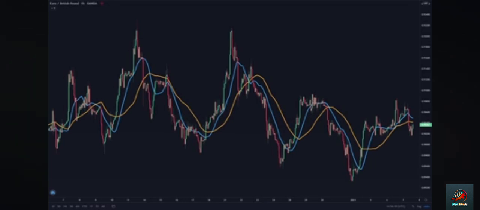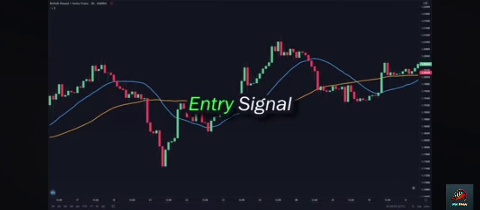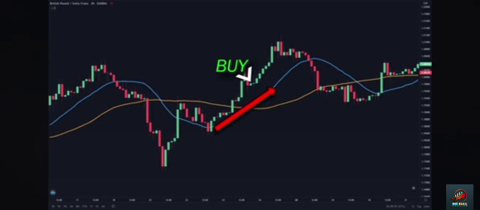But remember, just because a market reacted to the crossover in the past doesn't guarantee 100% that it's going to do that again in the future. However, it will still have a much higher chance of doing so compared to the market that never reacted to the crossover in the first place. So once you have identified the right market, it's time to trade the crossover. For your entry signal, if the 20 MA crosses above the 50 MA, you take a buy position.